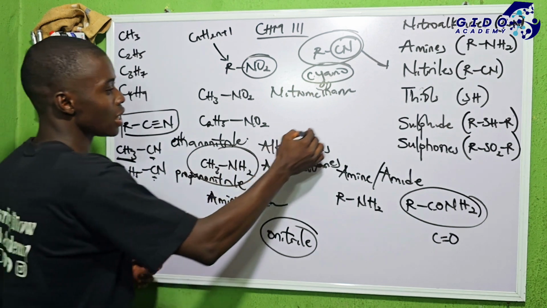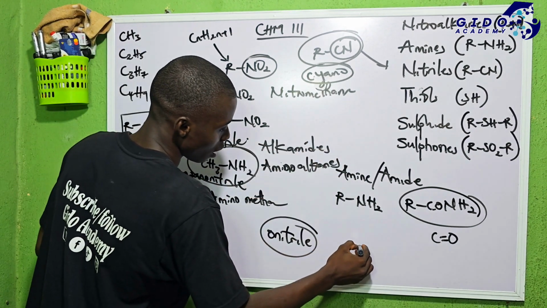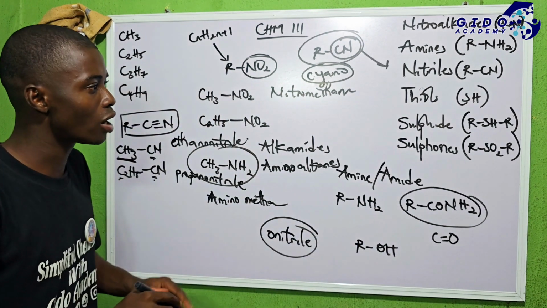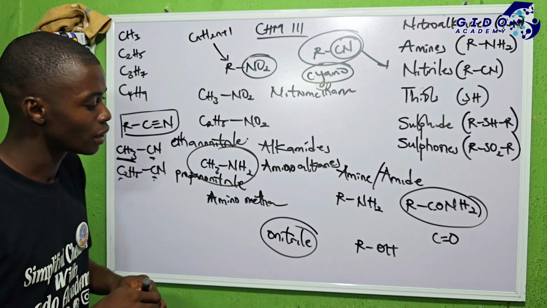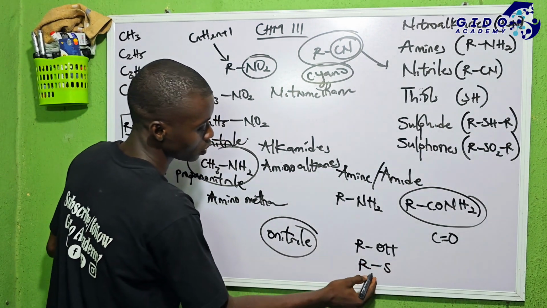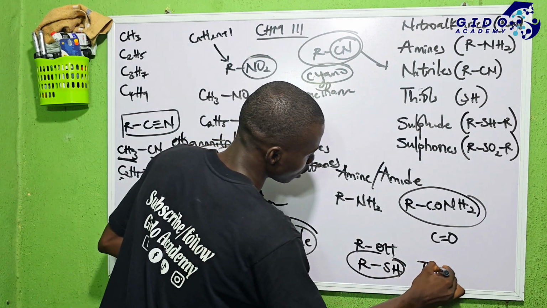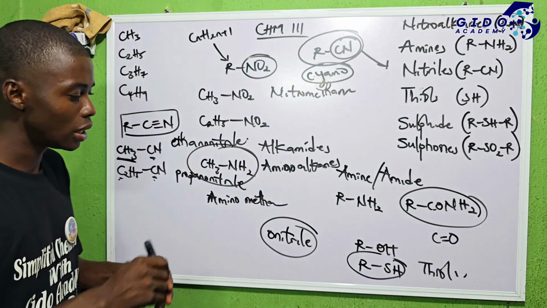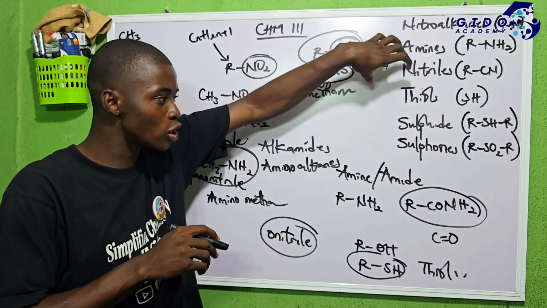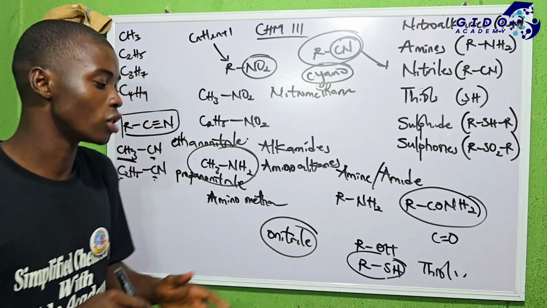Thiols is the same thing as, it's not really the same. ROH is an alcohol, right? So if ROH is an alcohol and the oxygen in the alcohol is replaced by sulfur, the functional group that is going to be produced is called what? The thiols. So whenever the oxygen in alcohol is replaced by sulfur, it is going to form what? The thiols functional group.